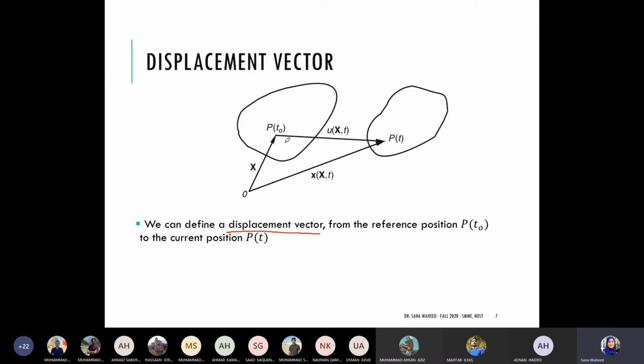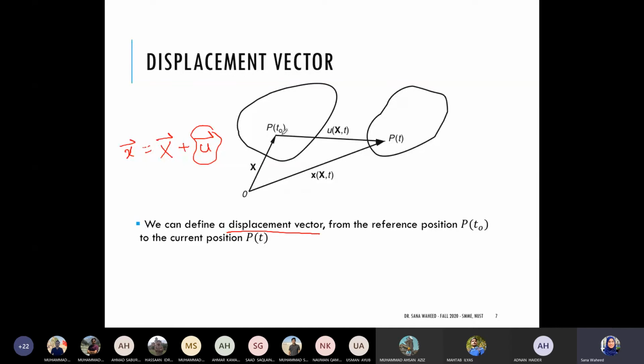So clearly I can see that if I use just vector addition, then small x is equal to what? Capital X plus u, right? So this u right here is known as the displacement vector, or the displacement of a particular particle.